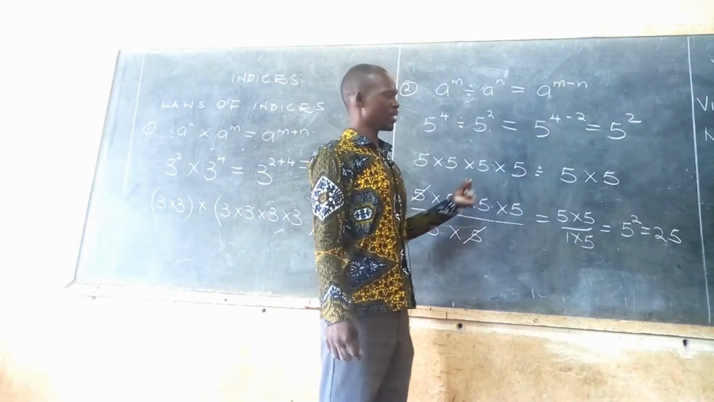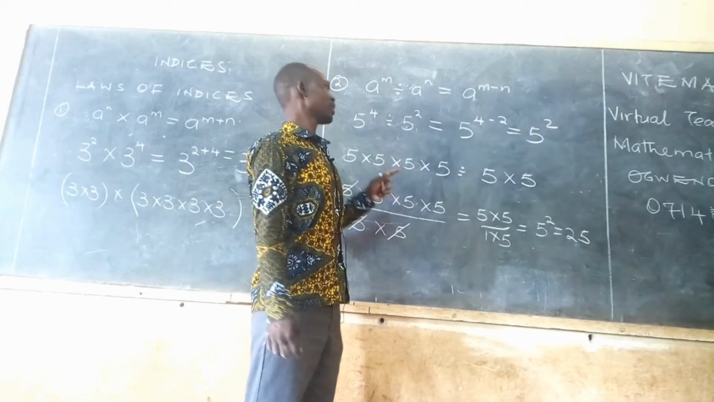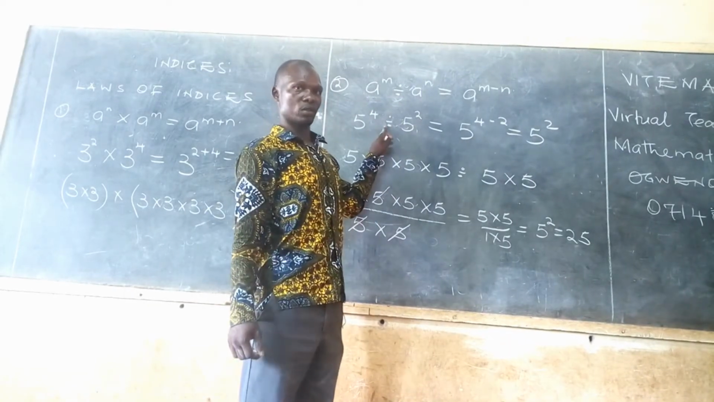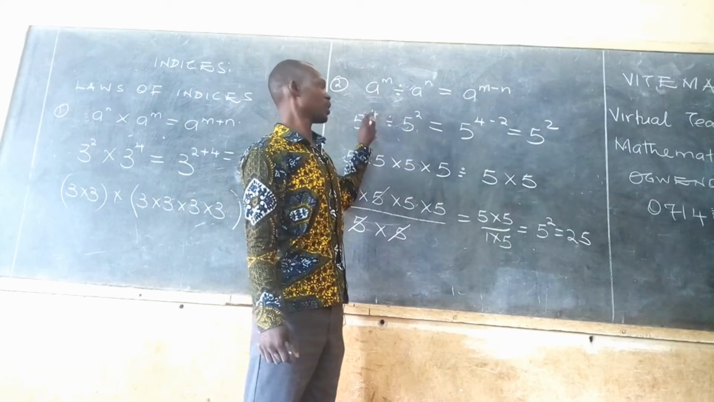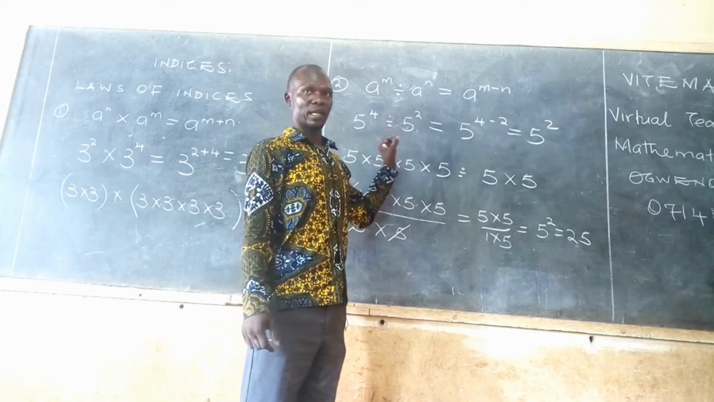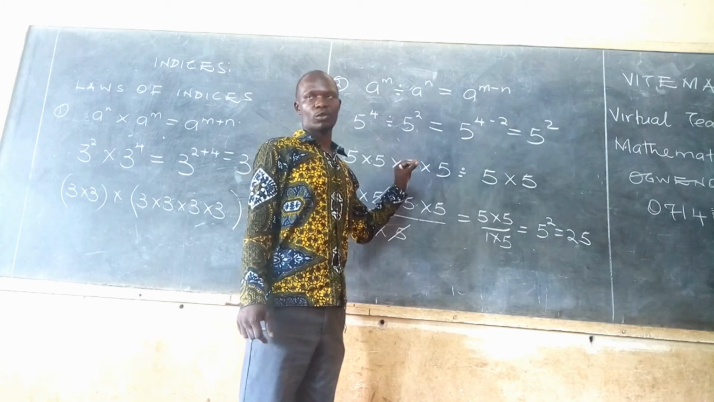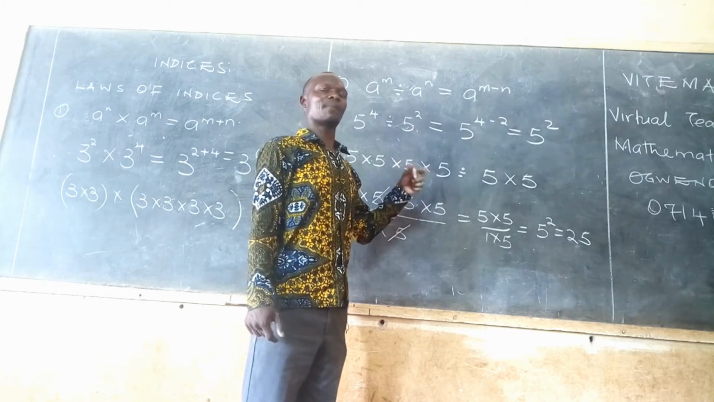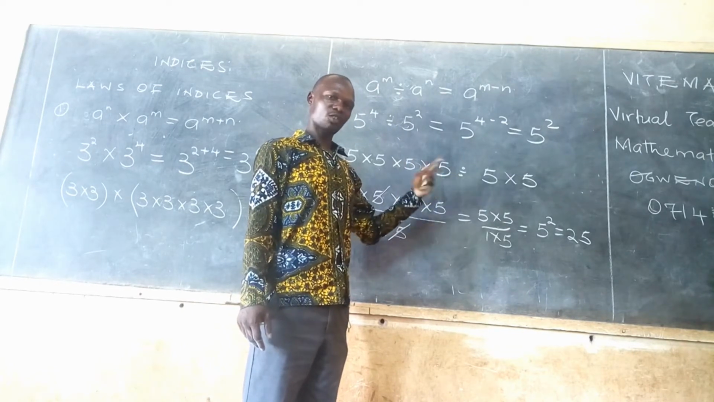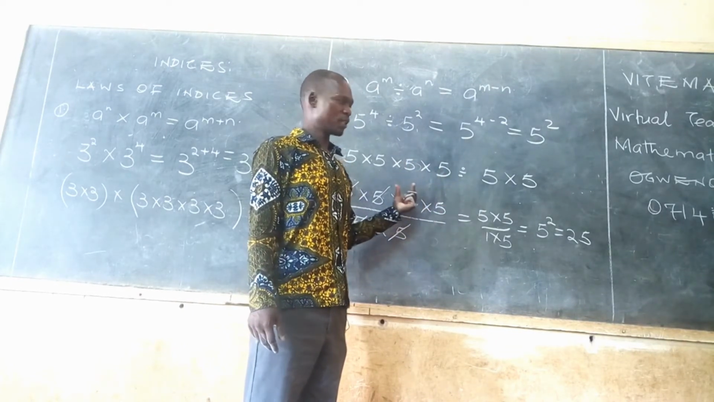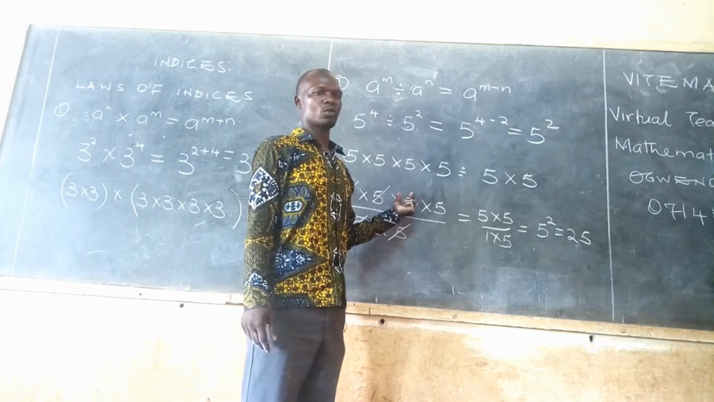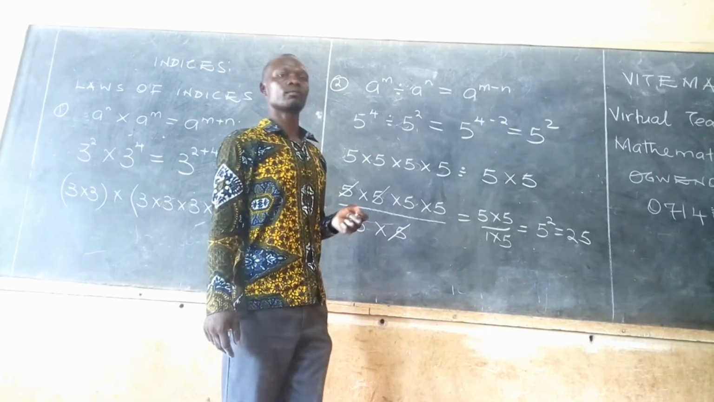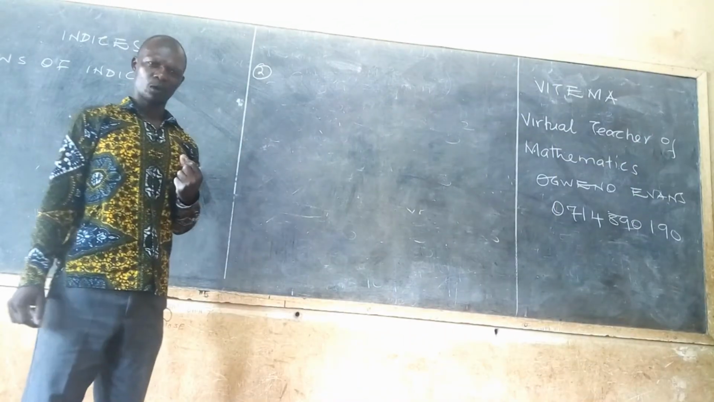So this one is a mother law. Anytime you are doing a division of numbers of the same base, you simply take away their indices. That is our law number 2, and I am calling it a mother law because the next 2 laws are based on this particular law. So I want us to go to law number 3.